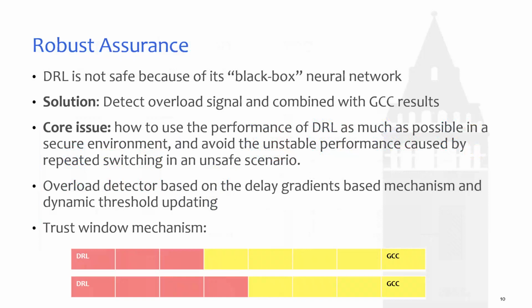In addition, we use the trust window mechanism to adjust the proportion of DRL and GCC results. When the state is unsafe, we use the trust window to control the hybrid estimation. If the latest overload signals are safe, the trust window will be increased by 1. Otherwise, it will be decreased by 1. By doing this, we can gradually use DRL results as the environment becomes safer. At the same time, when the environment is not safe, we can gradually shift the results toward GCC.